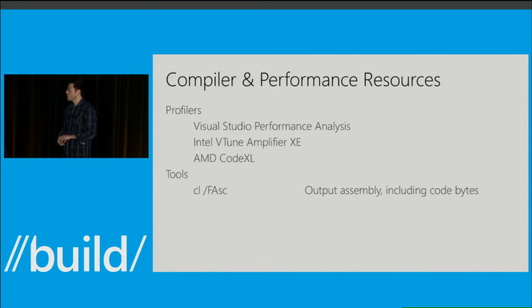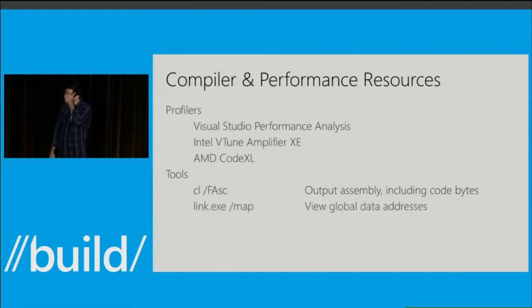Some other tools, things that are baked into the compiler. The /FAsc switch is going to give you the assembly output, including the actual bytes that represent the instructions. That's going to give you information about code size. You can also look at the assembly of your hot loops and just take a look. I don't know how many people actually read assembly code anymore, other than me, but it's really useful. It's also really cool. I like looking at assembly code.